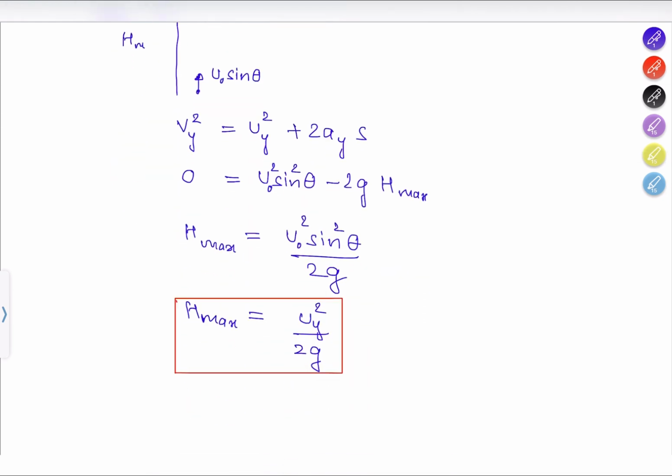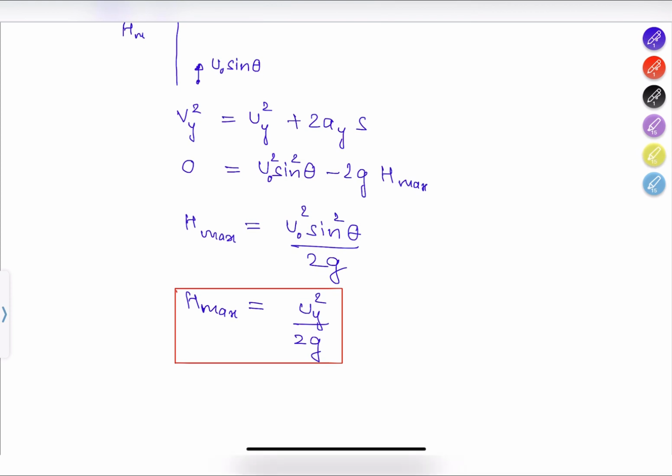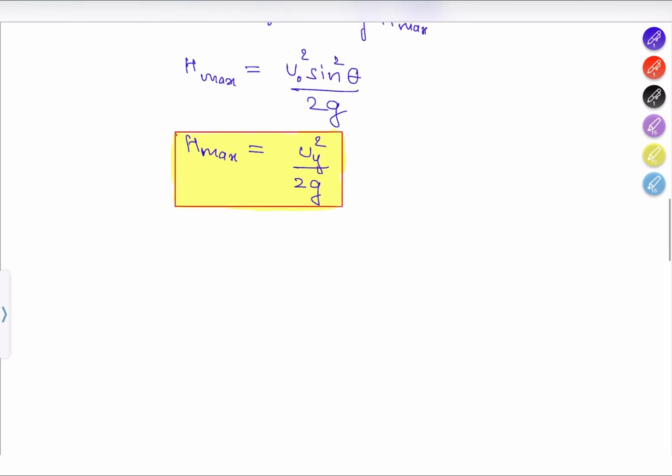So from here we can conclude that the maximum height in case of a projectile only depends on the vertical component. It's very obvious, because why is it going upward? Because of the vertical component. So who will decide how much height it will go? It will be decided by the vertical component only. Okay, now let's see the third one.